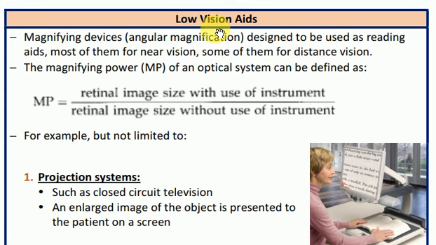All the low vision aids work by presenting the patient with a magnified view of the object. Most are optical systems which act by increasing the angle subtended by the object at the eye, thus producing an enlarged retinal image. The magnifying power of such an optical system can be defined as retinal image size with the use of the instrument divided by retinal image size without the use of the instrument.